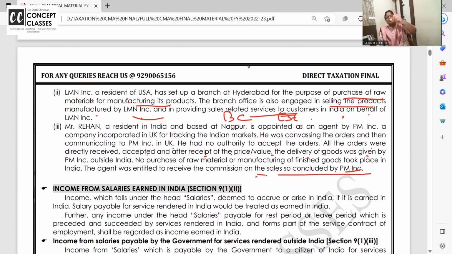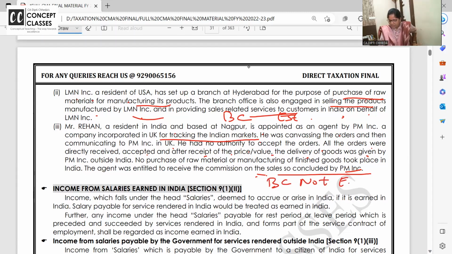One non-resident is giving service from his own country, UK. Through the Indian agent, it is just getting some data and information for tracking the Indian market. But all the transactions the foreign party is doing directly, all the orders the foreign party is procuring, payment is also going directly to the foreign party. तो इंडिया में तो कुछ काम ही नहीं है. Business connection not established.